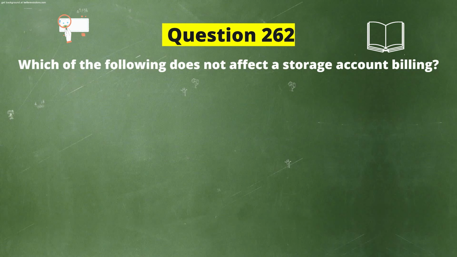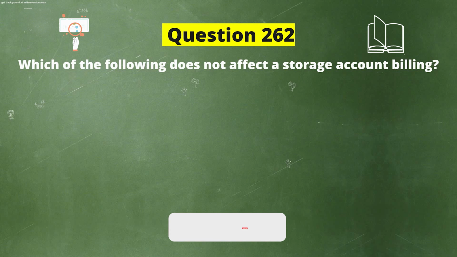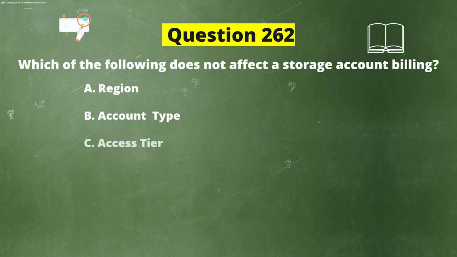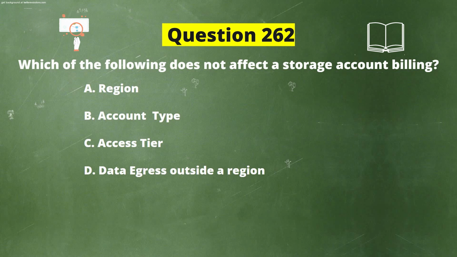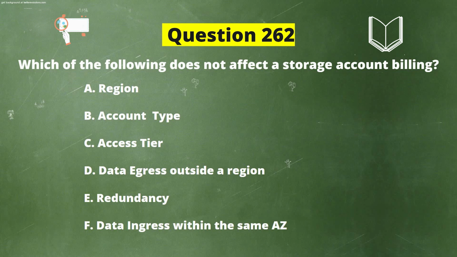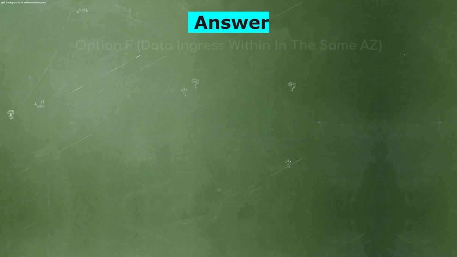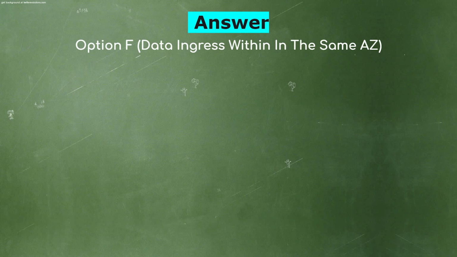Next question. Which of the following doesn't affect a storage account billing? And the options are A. Region, B. Account type, C. Access tier, D. Data egress outside a region, E. Redundancy, F. Data ingress within the same AZ. And the correct answer is option F. Data ingress within the same AZ.